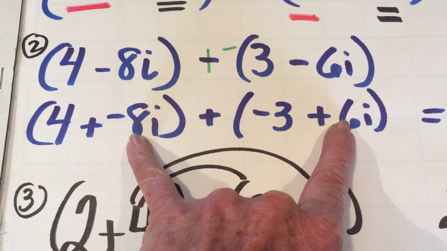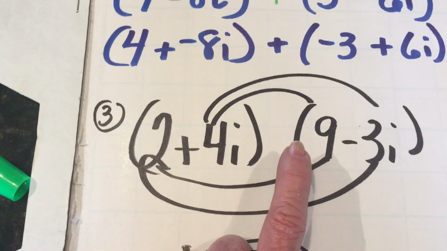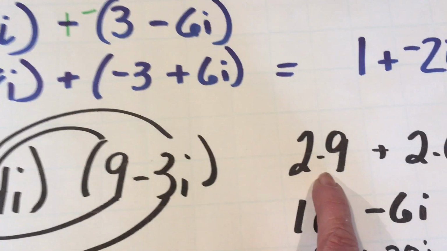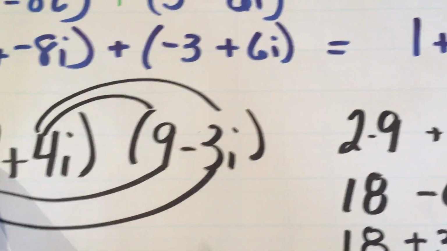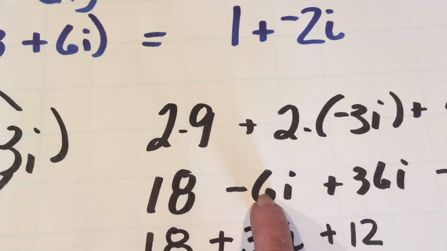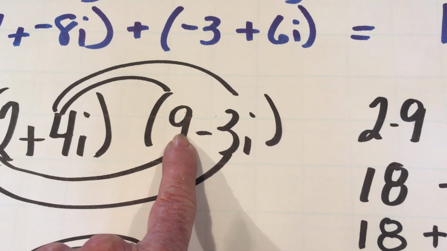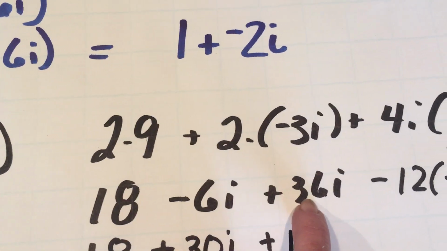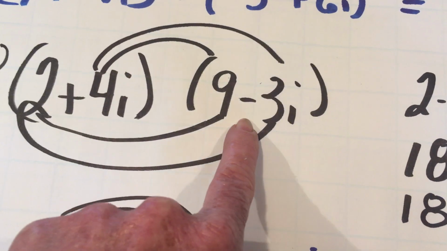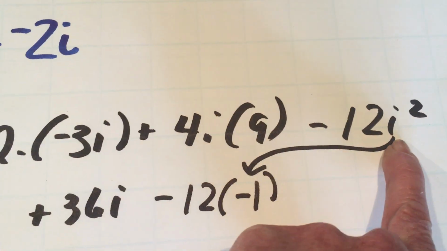Okay, the next operation is multiplication. It's like FOIL. So we have 2 plus 4i times 9 minus 3i. When I multiply 2 times 9, I'm going to get 18. Then I'm going to multiply 2 times negative 3i, which is going to give me negative 6i. I'm going to multiply 4i times 9, which is going to give me positive 36i. Last, I'm going to multiply 4i times negative 3i, and that's going to give me negative 12i squared.